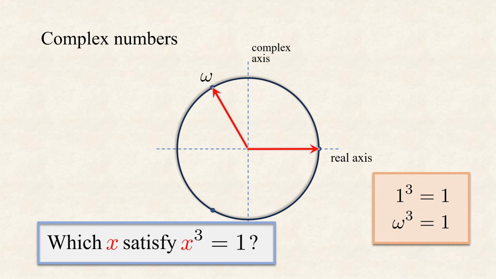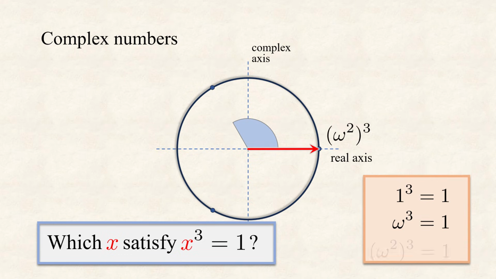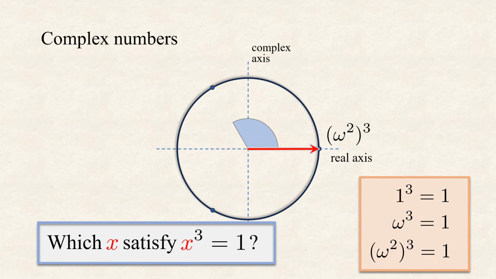But something seems missing. What about omega squared, which is down here? If we square it, we end up at omega to the 4th, which is just omega, and if we cube it, hey, we are back at 1. So omega squared also is a valid solution. And as x to the 3rd equals 1 is an equation of degree 3, there indeed should be 3 solutions.